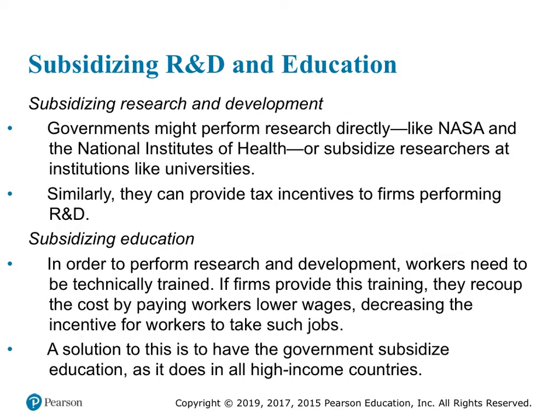They can also subsidize, like NASA is subsidized by the government, and the National Institutes of Health subsidizes researchers at universities. And then they can also provide tax incentives. A lot of firms can submit a report of all their R&D and get a tax credit based on their R&D at the end. So a lot of incentives there. And then, of course, subsidizing education. A lot of high income countries do provide grants, scholarships, etc., for students, especially the brightest students, to go to universities so they can work on research and development.